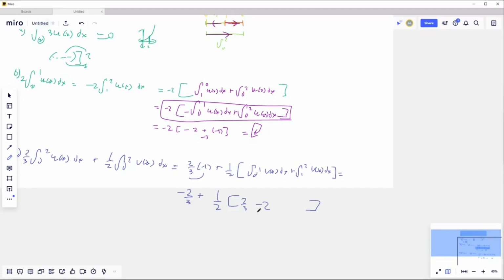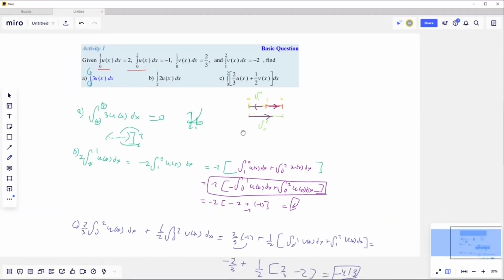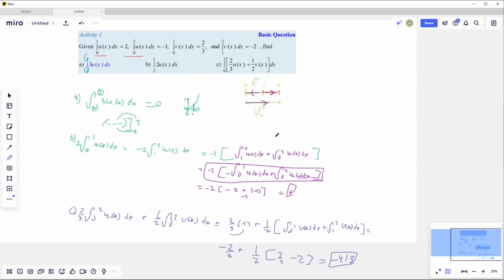If you do the calculation, you get 2 over 3 minus 2, you get minus 4 over 3 times half, and plus, or actually minus, because you have a minus, 2 over 3. You get minus 4 over 3. Final answer for the limit. And you're pretty much done for this question.